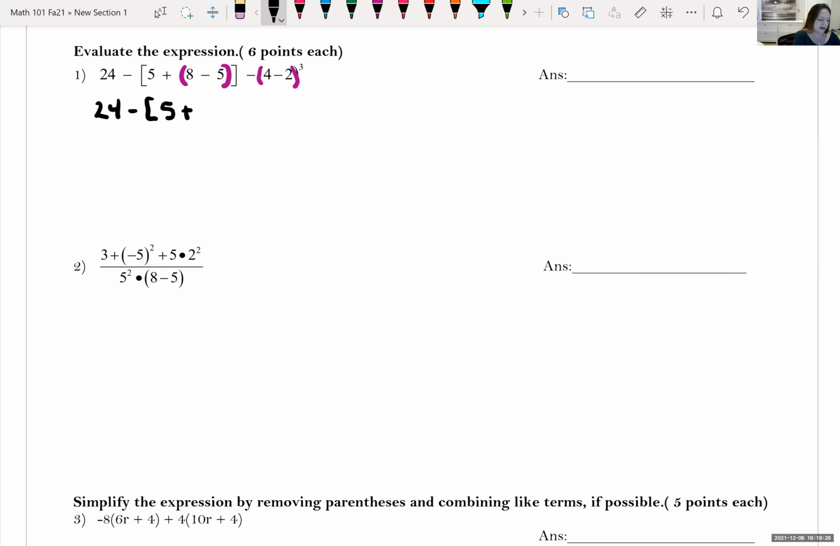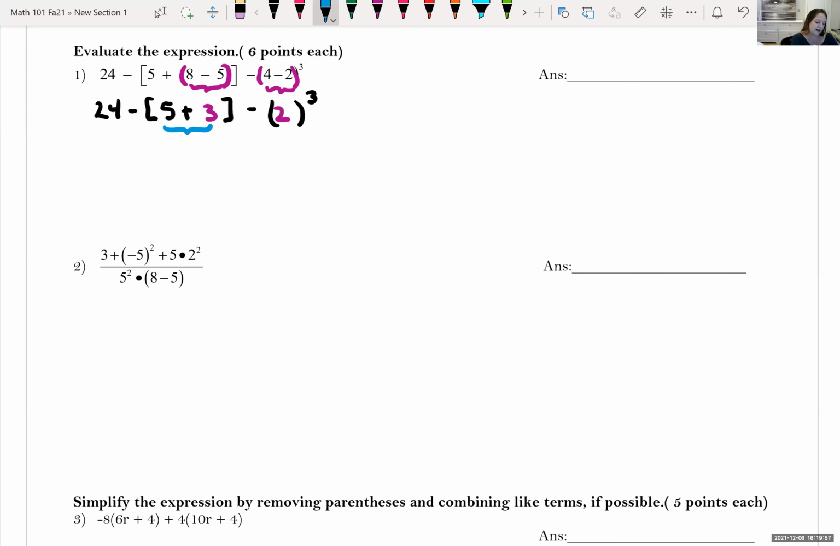So we have 24 minus bracket 5 plus. And so now we're looking at 8 minus 5, which gives us 3. Close that bracket. Minus, and then looking at 4 minus 2, that is 2. Think of it as just that 2 has the cubed. It wouldn't matter. We would have gotten the same result because that is an odd number, but it's just kind of important to see. Right here is our next order of operations. We still have a bracket in there.